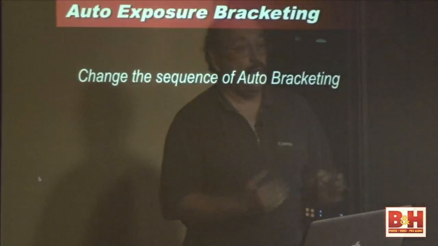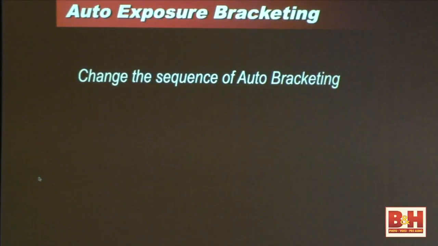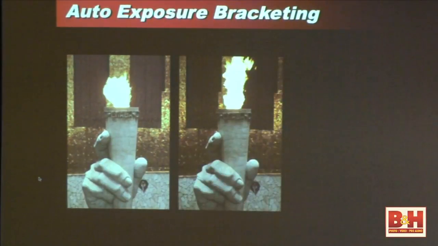Auto exposure bracketing has a couple of entries in our custom function menu. One of them is that we can change the sequence of bracketed shots. Most of the cameras take three. When you activate auto bracketing, the camera will take three shots, and by default it starts off with a normal exposure, then under, and then over.